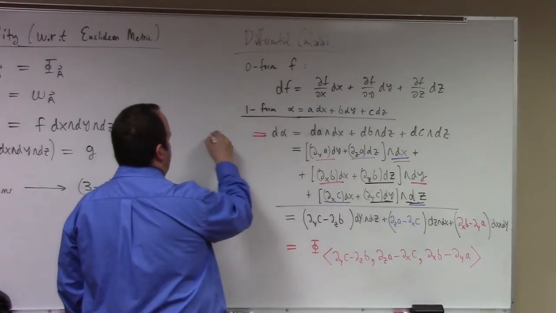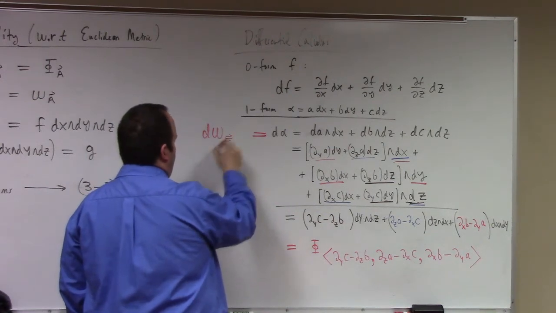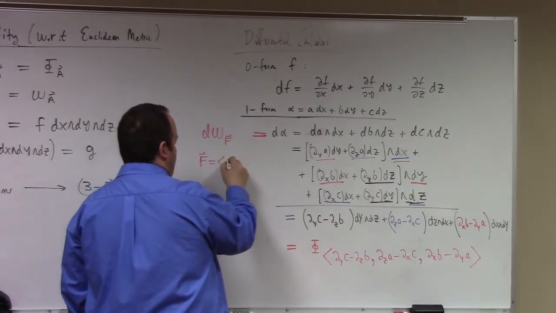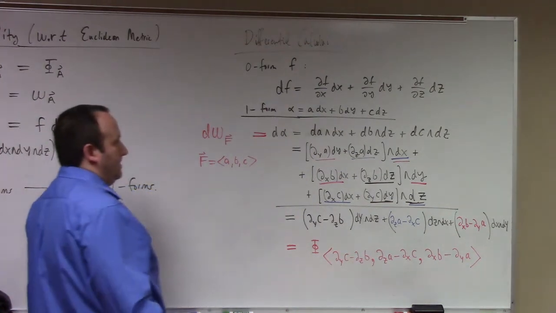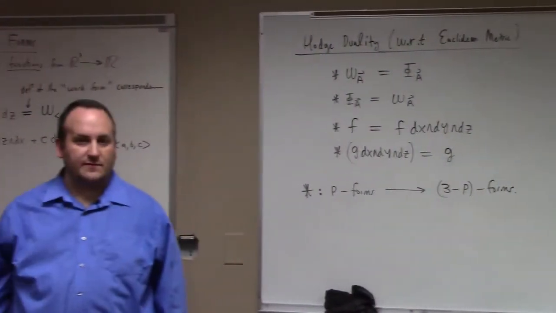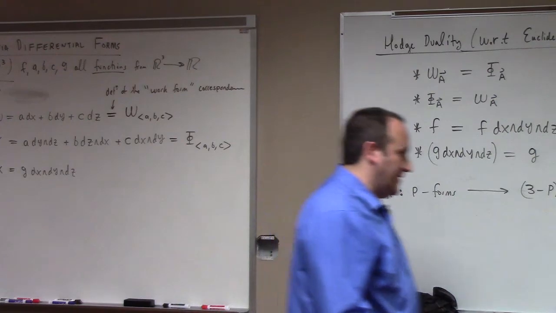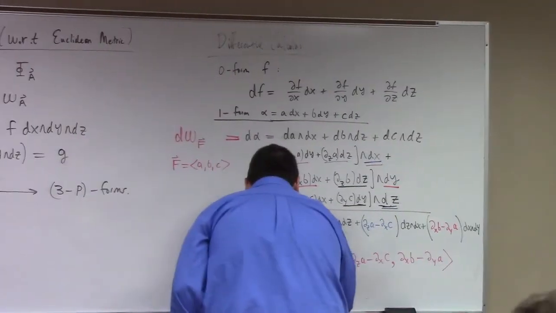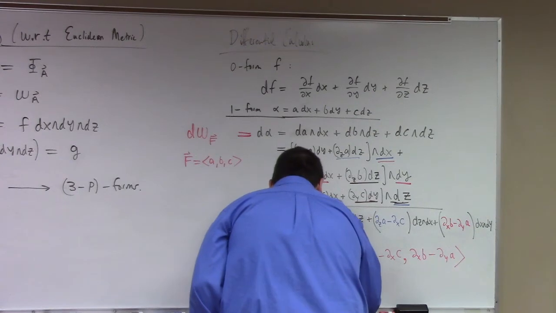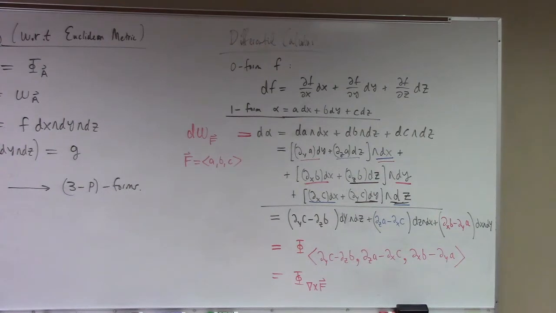This was what, to start with? This was the differential of the work form of f, where f is equal to what? ABC, yeah? What are we looking at? The flux form of what as it relates to this vector field f? Can you see it? What is it? That is the curl of f. Yes. That is the flux form of the curl of f. So apparently the exterior derivative of a 1-form corresponds to the flux form of the curl of the vector field.